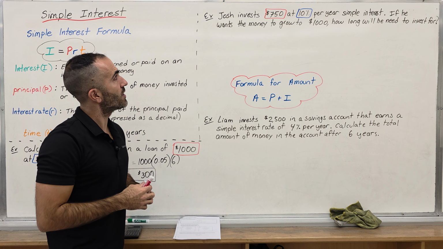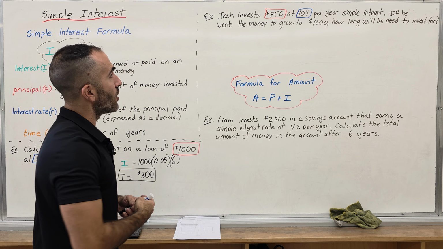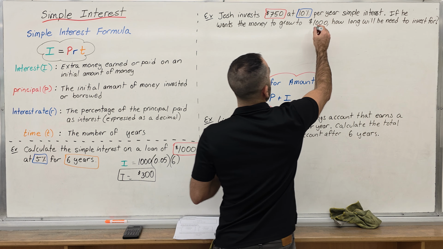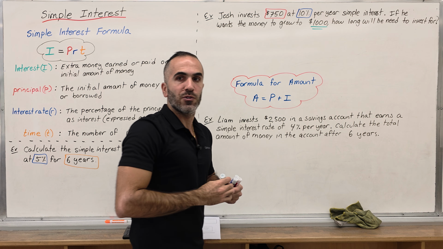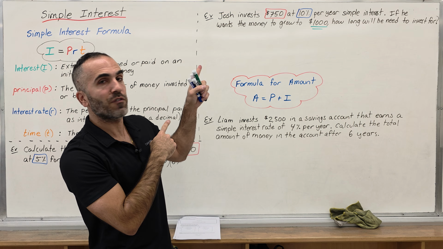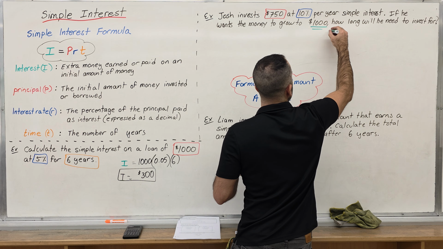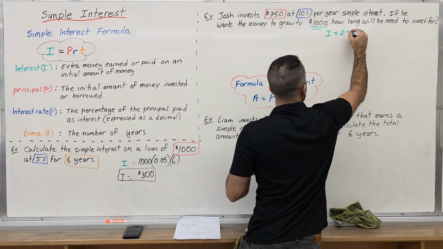Per year, simple interest. If he wants the money to grow to $1,000, how long will he need to invest for? So this $1,000 is tricky because guys are going to use 1,000. But if he started with 750 and has to grow to 1,000, his interest, his I, is actually 250.